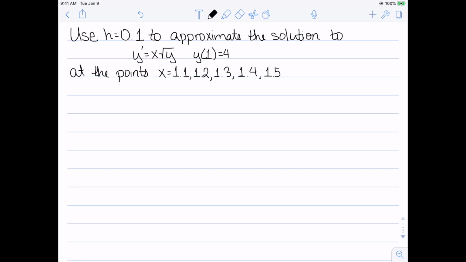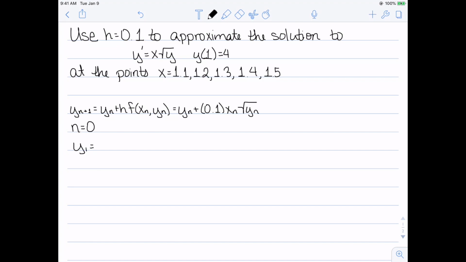So let's remind ourselves what the actual formula is to find these values. The formula was that y sub n plus 1 is equal to y sub n plus h times f of x sub n, y sub n. Well, let's go ahead and stick in what we know f to be, as well as what we know h to be. So this is y sub n plus 0.1 times x sub n square root y sub n. So let's start with n equal to 0.